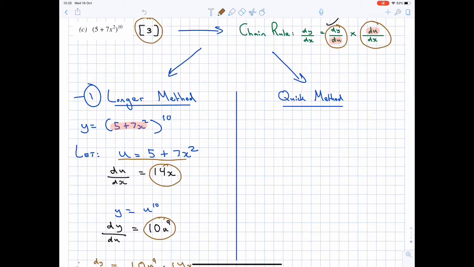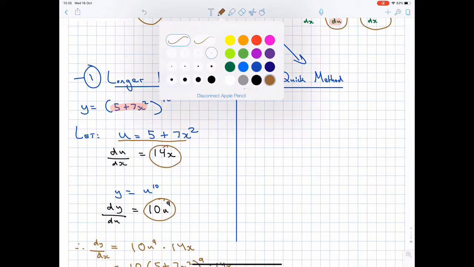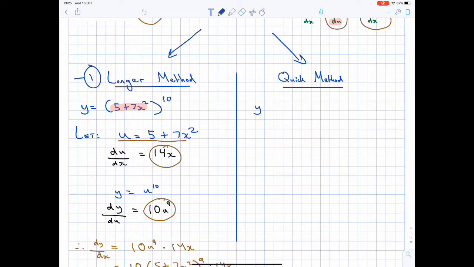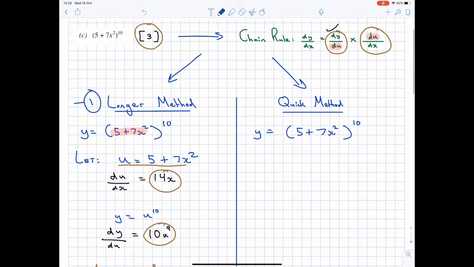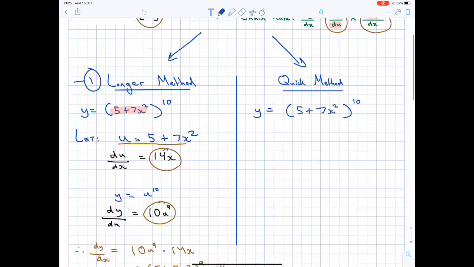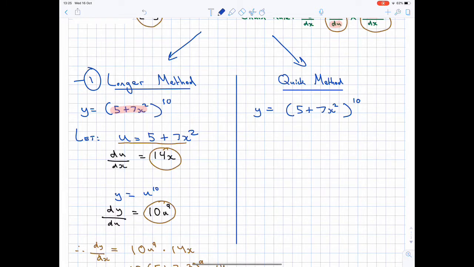But let's see if we can do it the shorthand method and see if we get the same answer. The first part is exactly the same. We're going to say y equals (5 plus 7x squared), all to the power of 10. Now for the next part we don't actually need to write out the chain rule, because we're going to use it in our actual answer if we do it the quick way. So we're going to say dy by dx, and what you need to do here is bring this 10 down in front of the expression. So that's going to be 10.